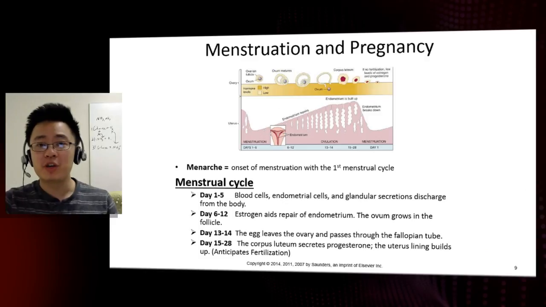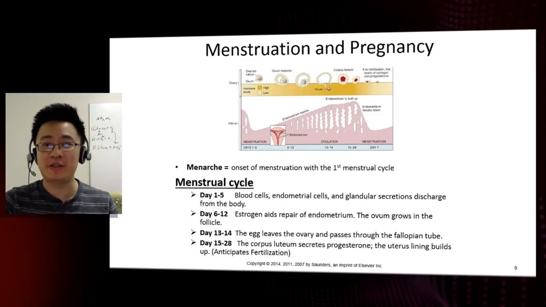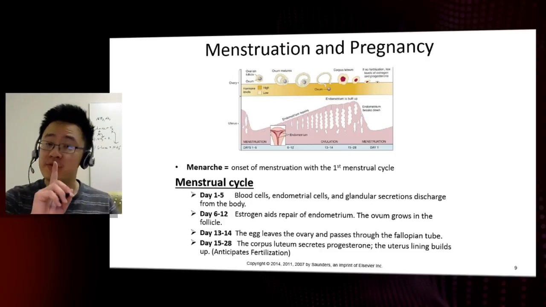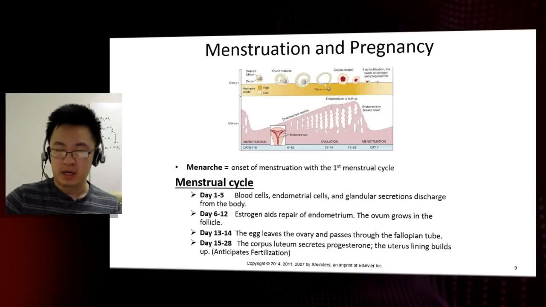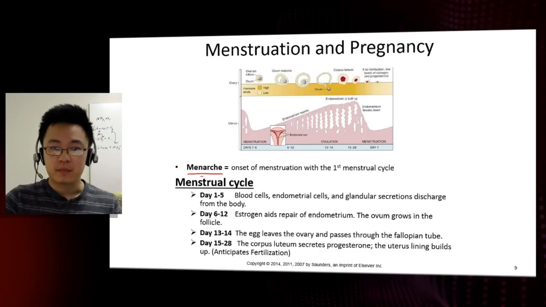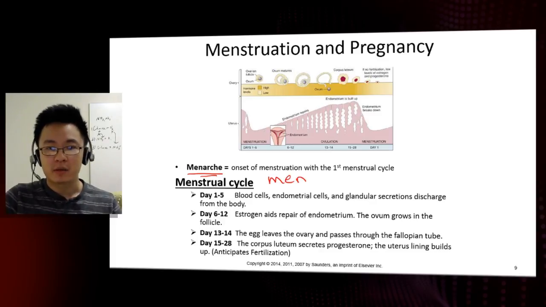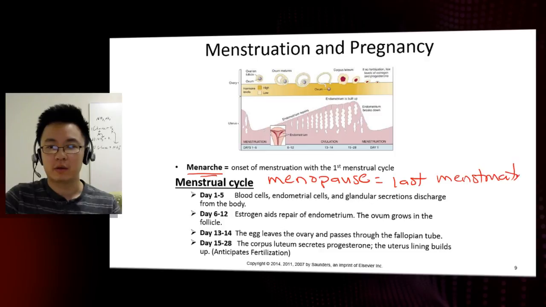Let's go ahead and talk about menstruation and pregnancy. I'm going to do the best I can to describe this process. Now, when a woman undergoes her very first menstruation cycle, that is known as menarche. Anyone know what the last cycle is? If you've guessed menopause, you are correct. So menopause is the last menstruation cycle.